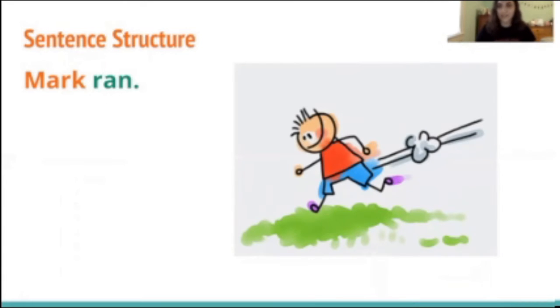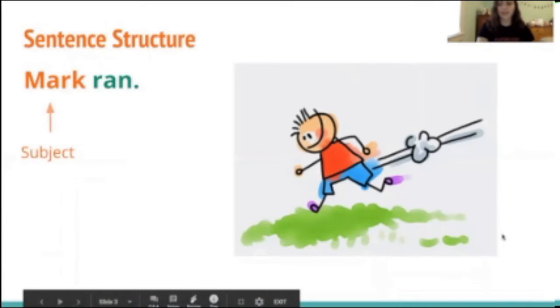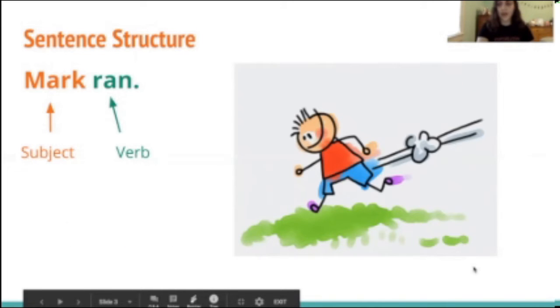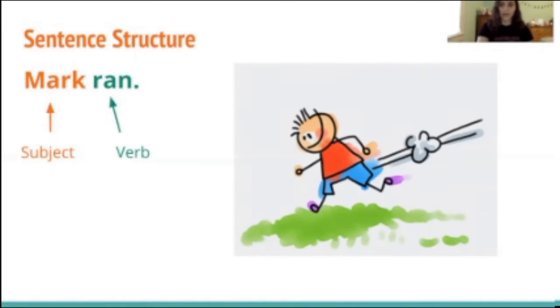Now, the most basic sentence structure only needs two parts: a subject, which is a noun, and a verb. A sentence must also be a complete thought. For example, Mark ran is a full sentence. Adverbs and adjectives can also be added, but they're not necessary. For example, Mark ran quickly. Quickly, in this case, would be the adverb.